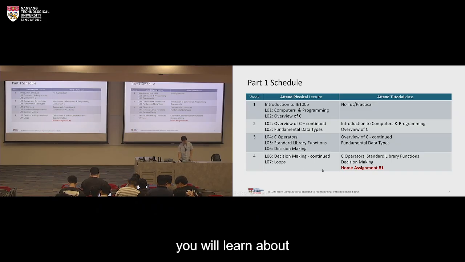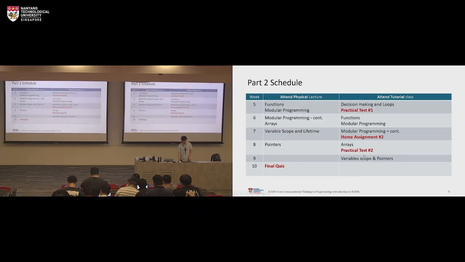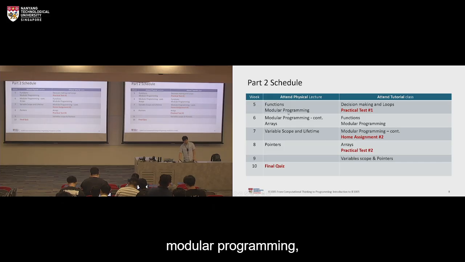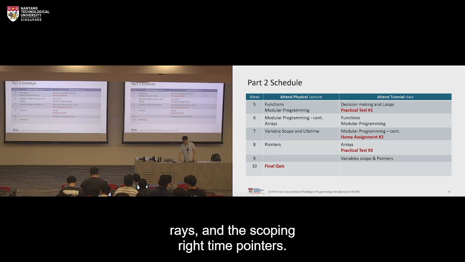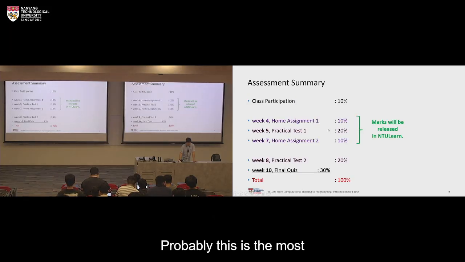In week 4, you will learn about decision making and loops. Then in the remaining 4 weeks, you will learn about functions, modular programming, arrays, scope and lifetime, pointers, and again, you will take a final quiz in week 10.